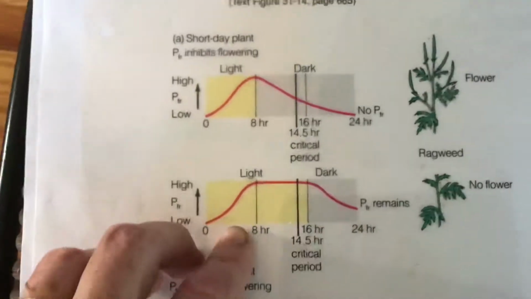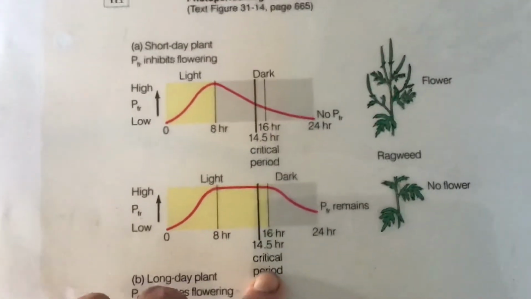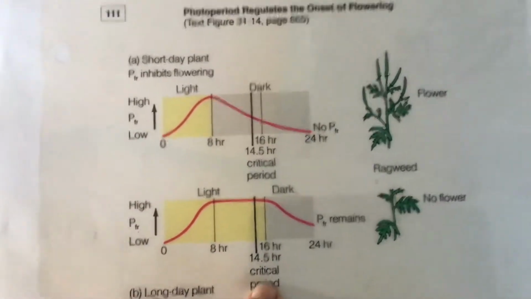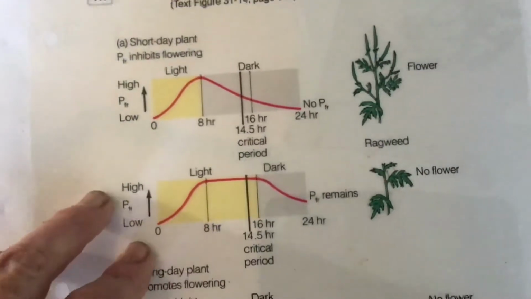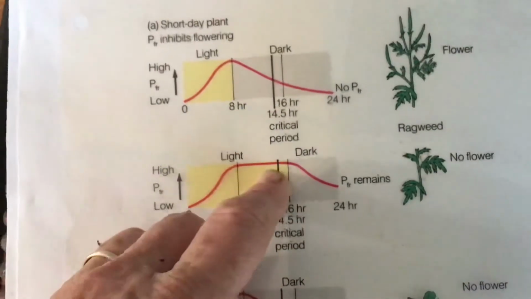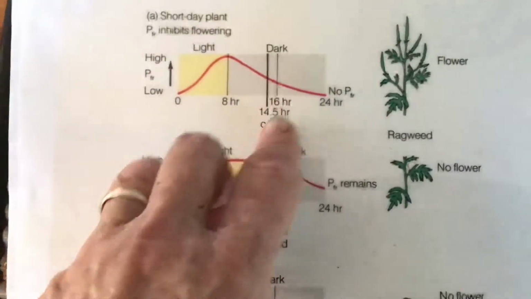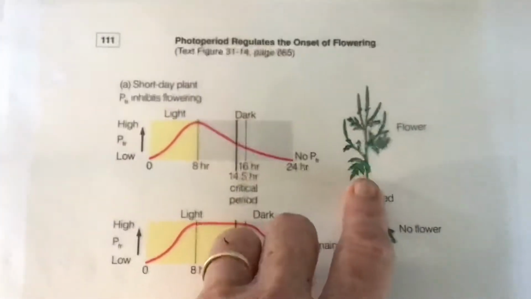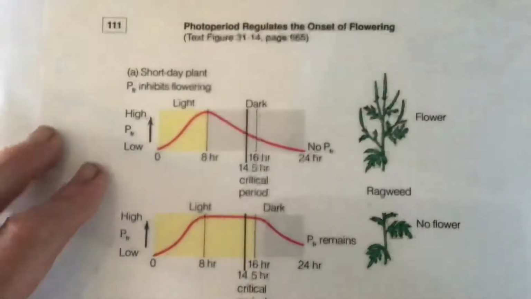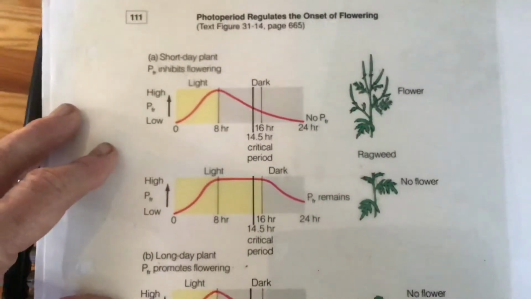In this case there's a critical period, in this plant 14 and a half hours, and if the PFR is high during the critical period, then no flowering will occur. If it's low during the critical period, then it can flower. So these are short day plants. These would either be blooming in the fall or sometimes even in the winter, depending on where they're located.